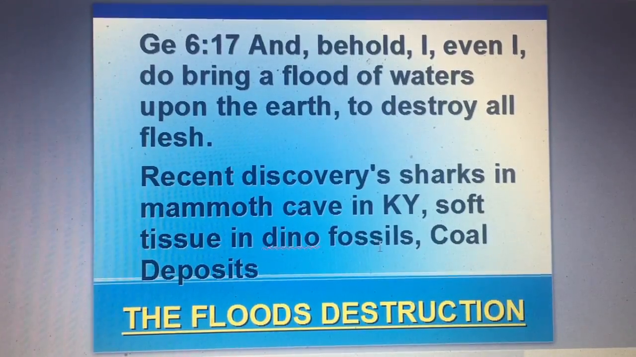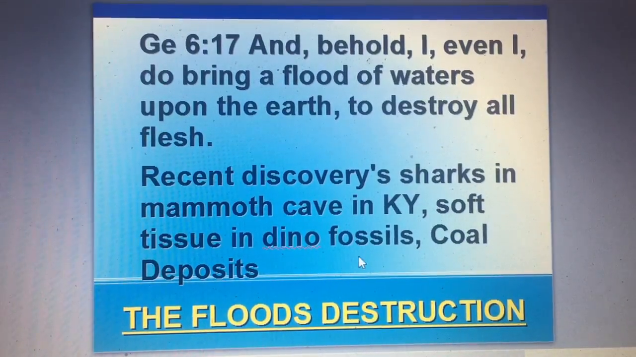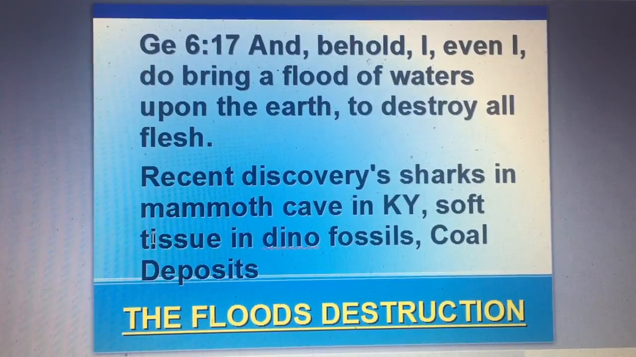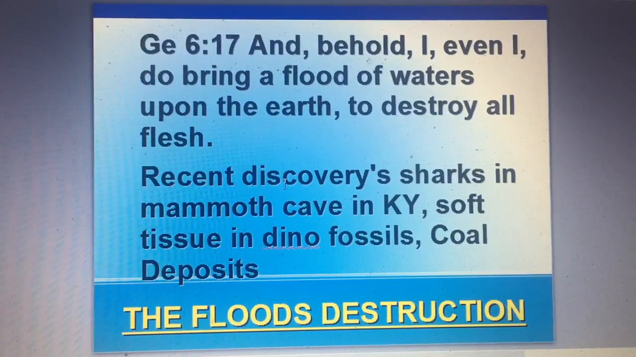So see what we have in reality: sharks in Mammoth Cave, seashells on every mountaintop that there is, fish fossils on the mountaintops. Okay, it's because it was covered with the flood. Okay, coal deposits that run for huge distances, all evenly laid down. Okay? That would be explained by a worldwide flood.